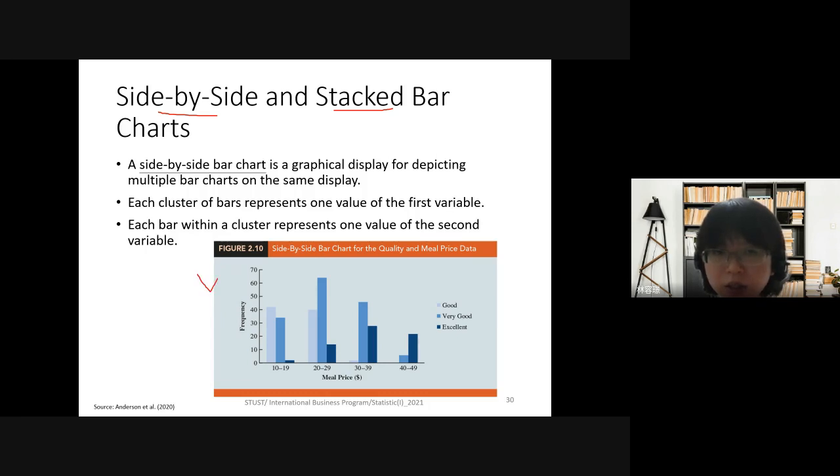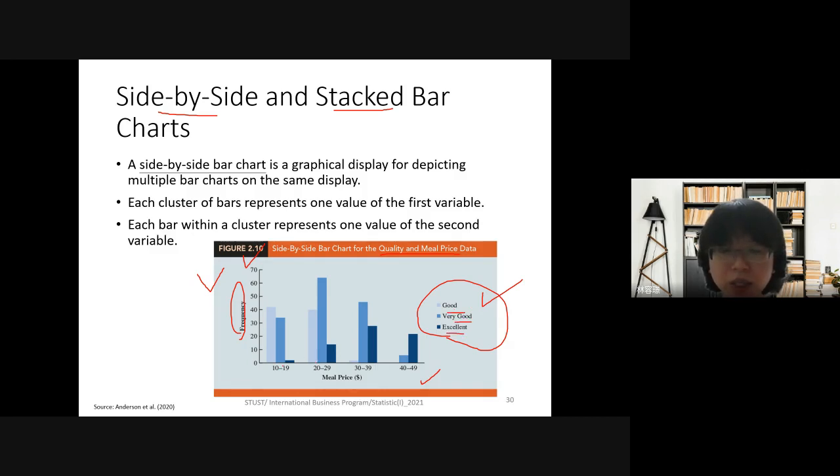Or here, it's an example from your textbook, that is the side by side bar chart for the quality and the meal price data. You will find in such variables, on the horizontal axis is price and the vertical axis is frequency. And then you will find the price from 10 to 19. You also separate them into three different levels. That is good, very good, excellent.